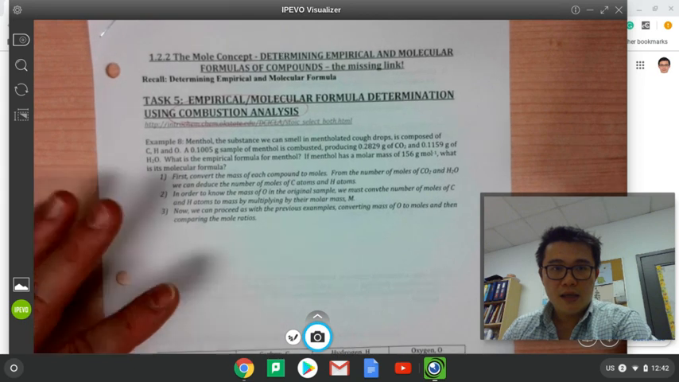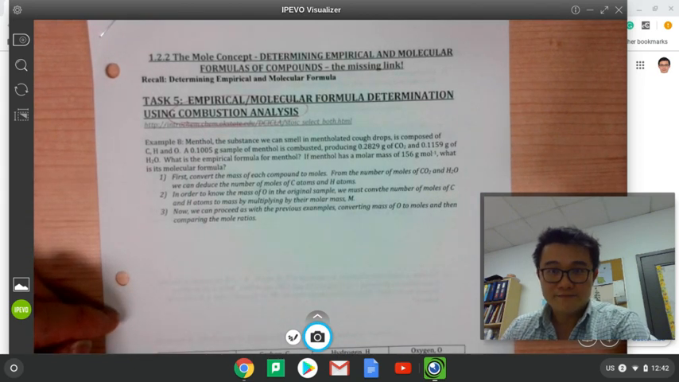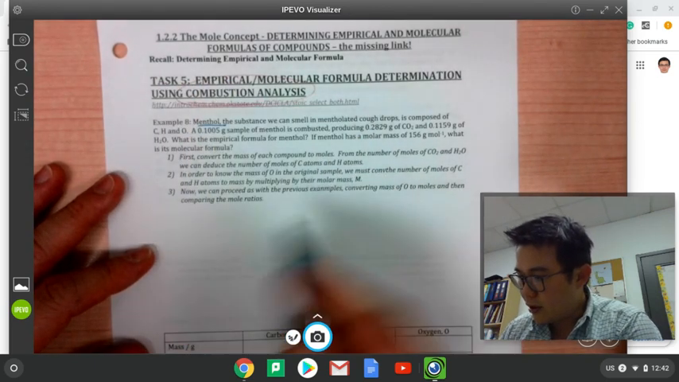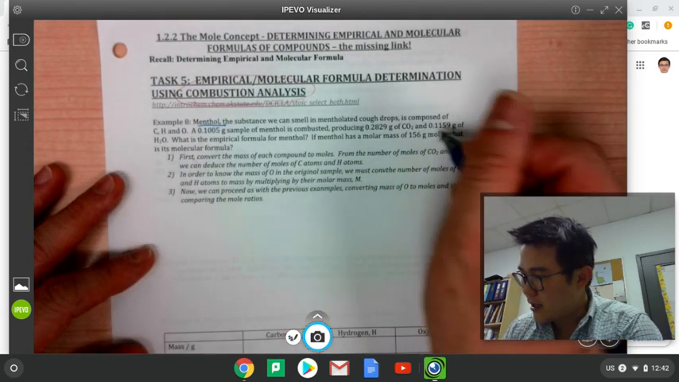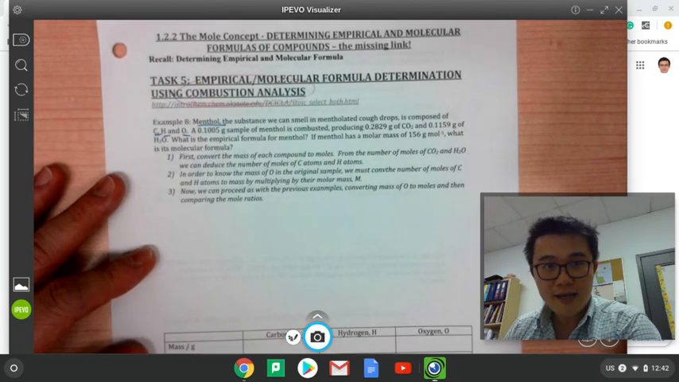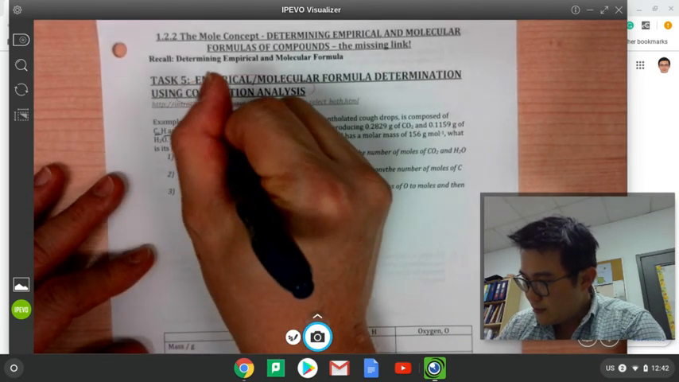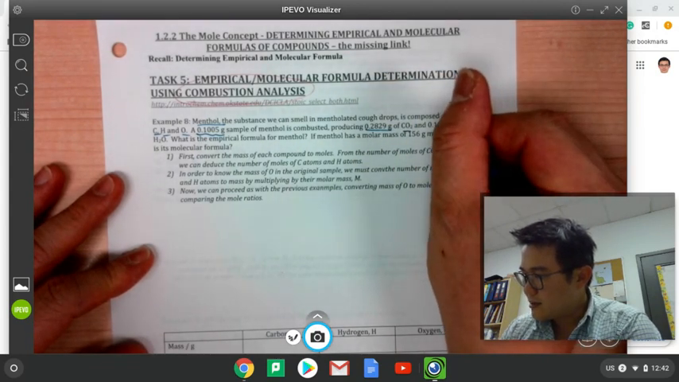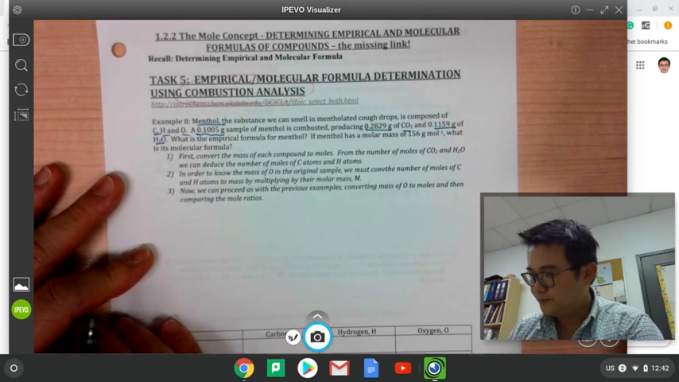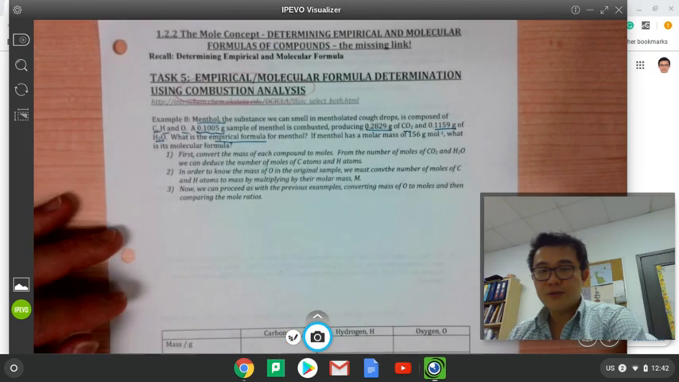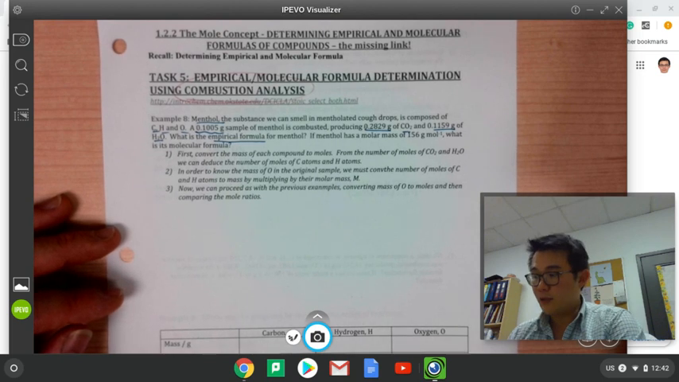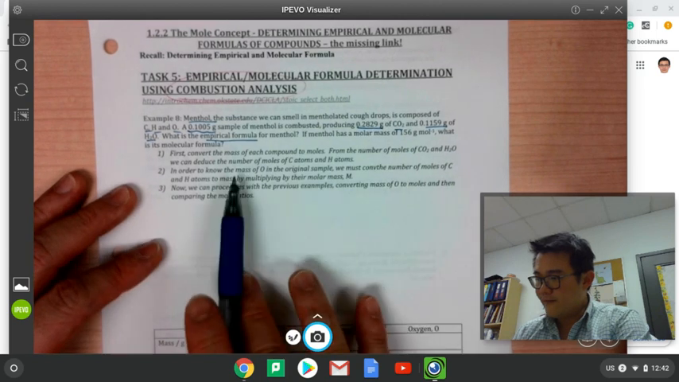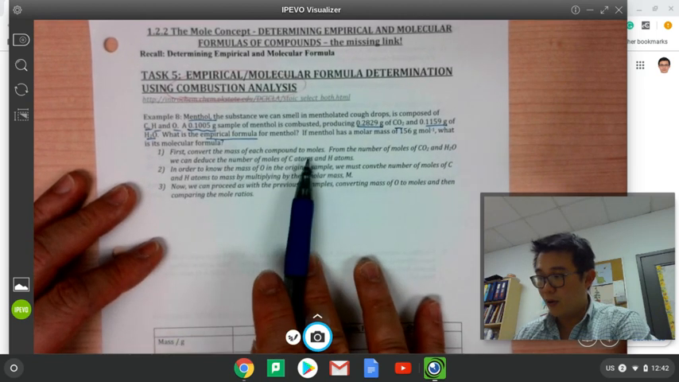We're going to do this sample question together, or I will do it, and you look at it and follow along. So we have menthol. We don't know what it is, but it's composed of C, H, and O. We know the mass of this sample. It makes so many grams of CO2 and so many grams of H2O. What's the empirical formula? In this case, we want to find the empirical formula first. A couple of things: you want to convert the mass of each compound to moles.